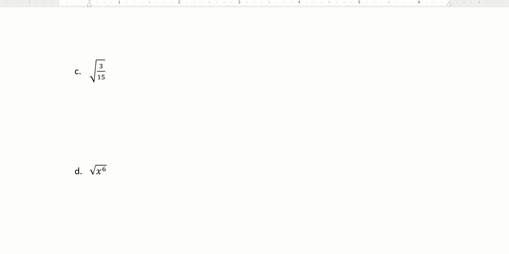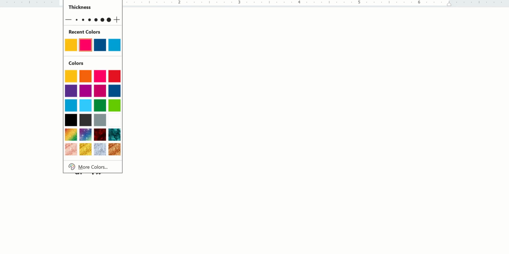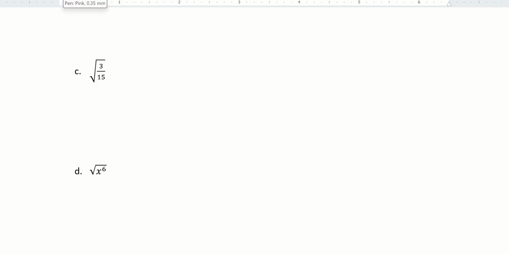Okay, we're seeing the same thing. For C, we cannot have a radical in the denominator. So we're going to use the same strategy. We're going to multiply by the square root of 15 over the square root of 15. And we end up getting the square root of 3 times the square root of 15, which is the square root of 45. And then the square root of 15 times the square root of 15 is 15.